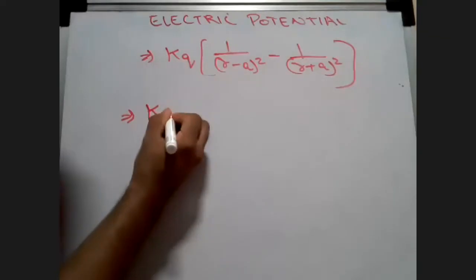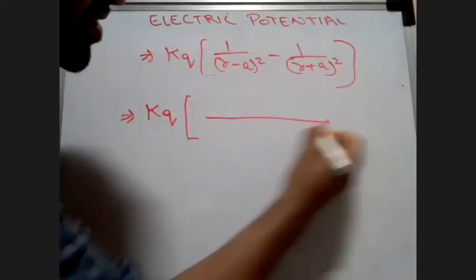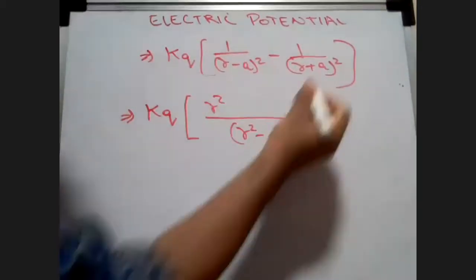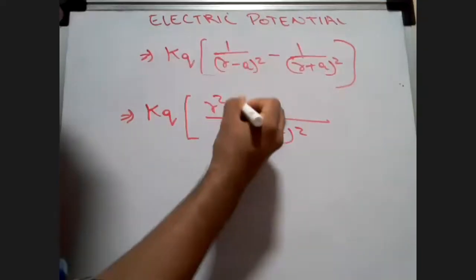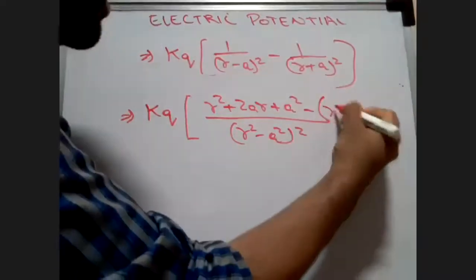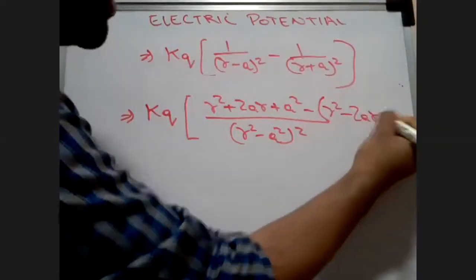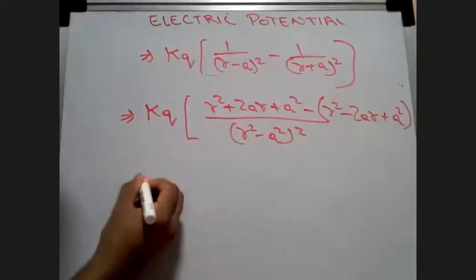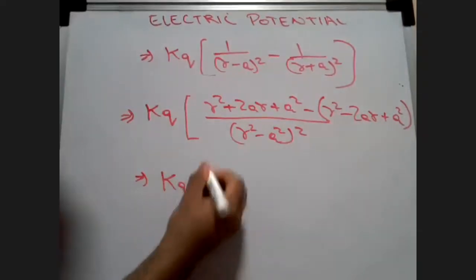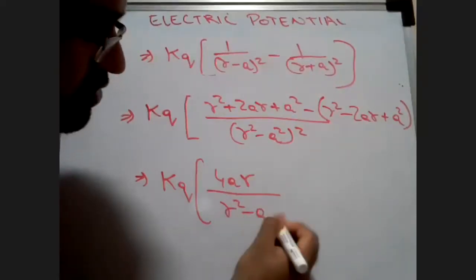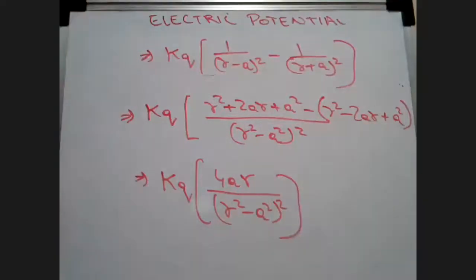Now you all want me to do that also. Very bad. So, okay, (r square minus a square) whole square. So it's going to be r square plus 2ar plus a square, minus r square minus 2ar plus a square. If you do the multiplication and subtraction, basically you will get kq times 4ar upon (r square minus a square) whole square. Is this clear? Yes, sir.